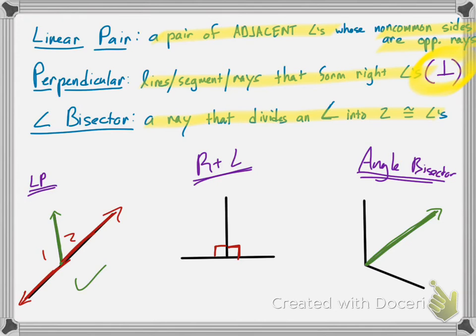So for example, if this section were 30, the other section would also be 30. If the section at the top was 5x, the other section would also be 5x. So they're going to be congruent and have the same measures.